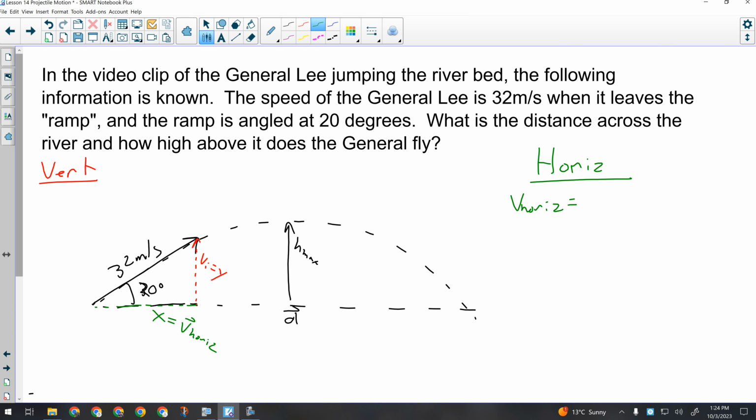In that triangle, x is which side? Adjacent, opposite, or hypotenuse? It's adjacent. Do I know the hypotenuse? I do, it's 32. Okay, so if I want to calculate that horizontal, I'm just going to go cos of 20 degrees times 32 meters per second.